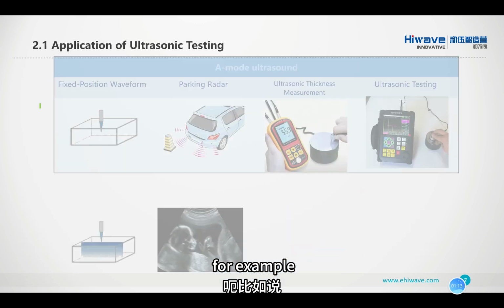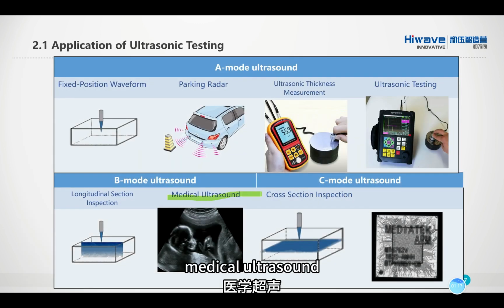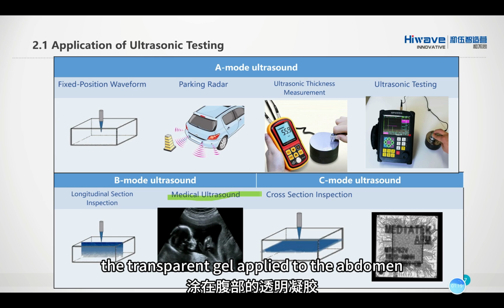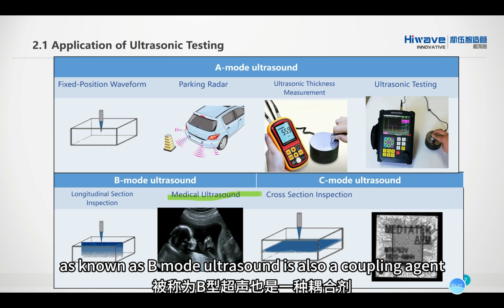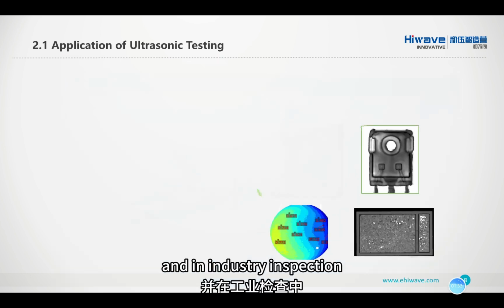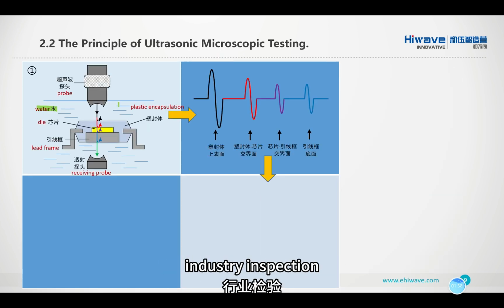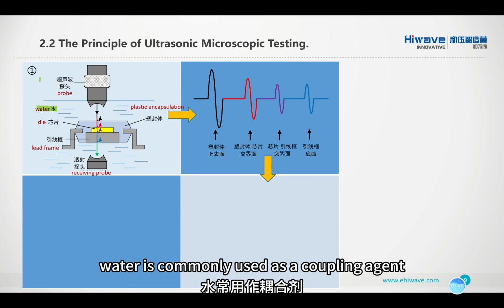For example, in medical ultrasound, the transparent gel applied to the abdomen, known as B-mode ultrasound, is also a coupling agent. And in industrial inspection, water is commonly used as a coupling agent.